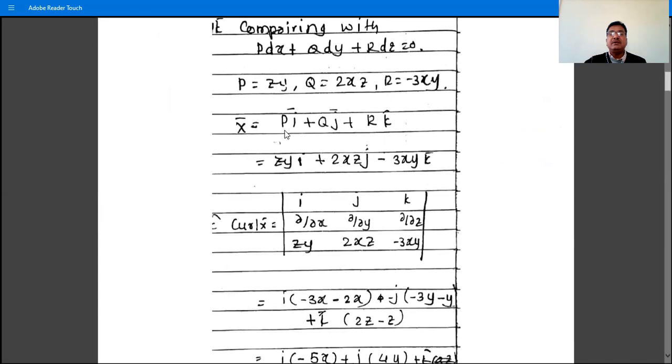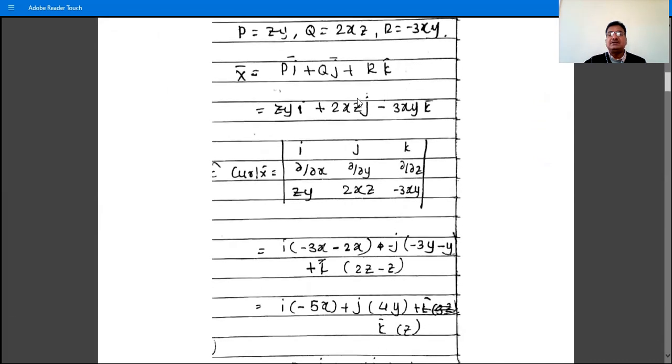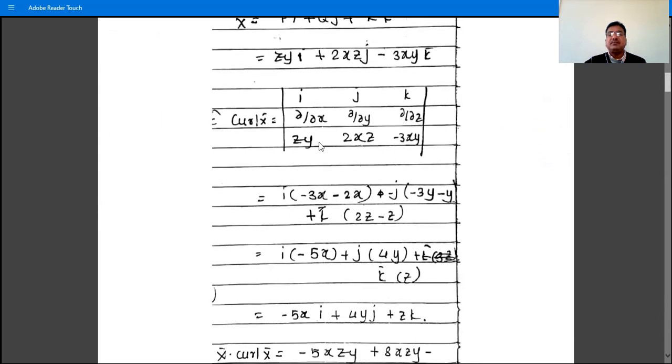And then X bar is Pi + Qj + Rk. Then curl X bar is the determinant with rows i, j, k; ∂/∂x, ∂/∂y, ∂/∂z; and zy, 2xz and −3xy. Solve this determinant. So i times ∂/∂y of this quantity, which is −3x, minus ∂/∂z of this quantity, which is 2x. Minus j, ∂/∂x of this quantity is −3y, and ∂/∂z of this quantity is y.